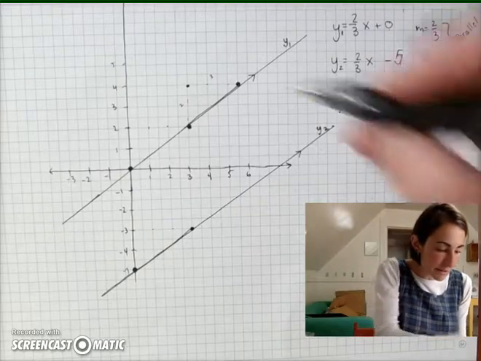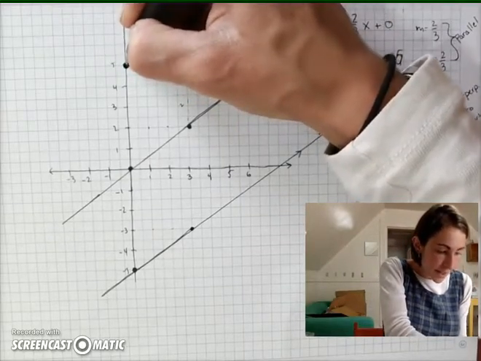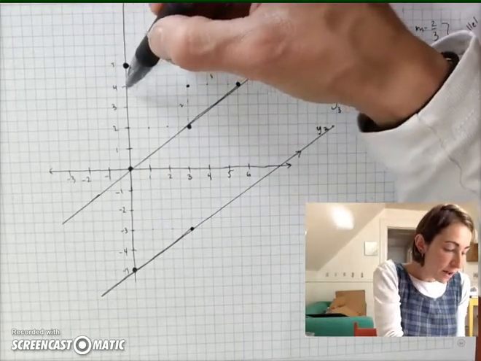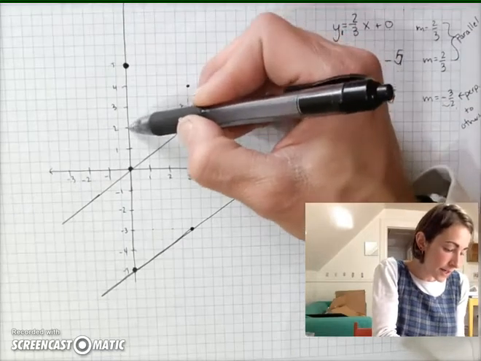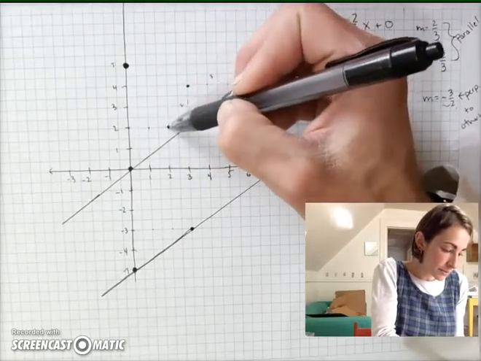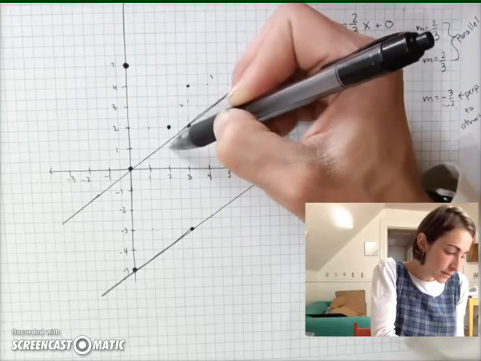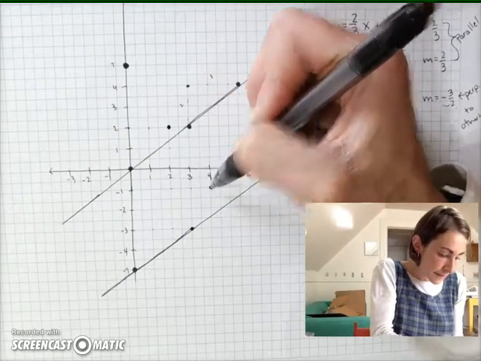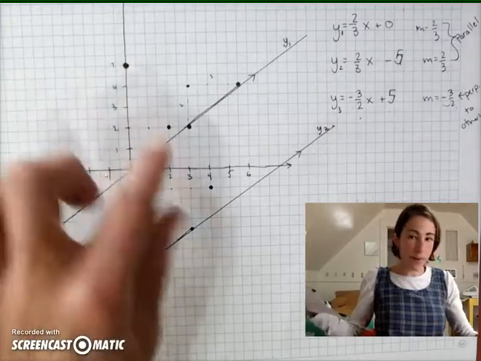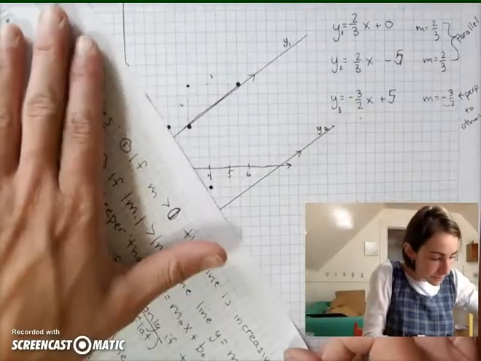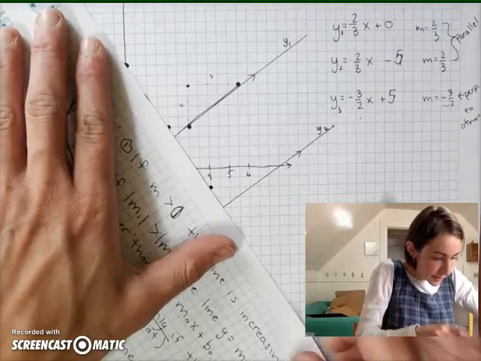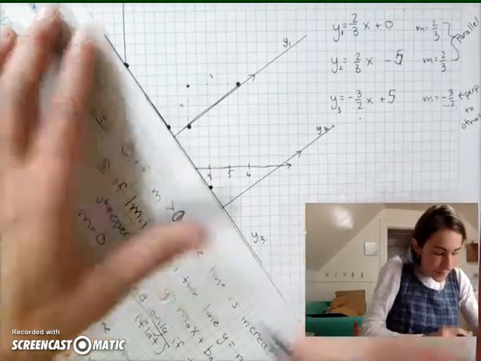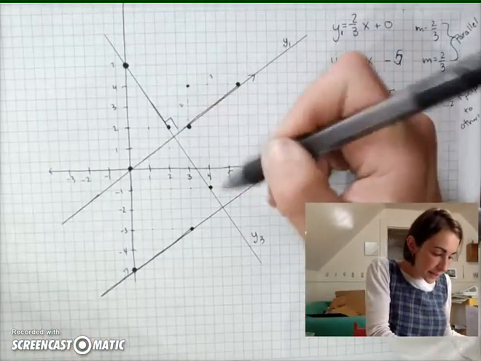This one has a y-intercept of 5, so that gives me 1 point on the graph, and it has slope -3/2, so I fall 3, 1, 2, 3, when I go over 2. Fall 3, 1, 2, 3, in order to go over 2. Okay, so I've got 3 points on my line. Now I'll connect them up. This is y3.